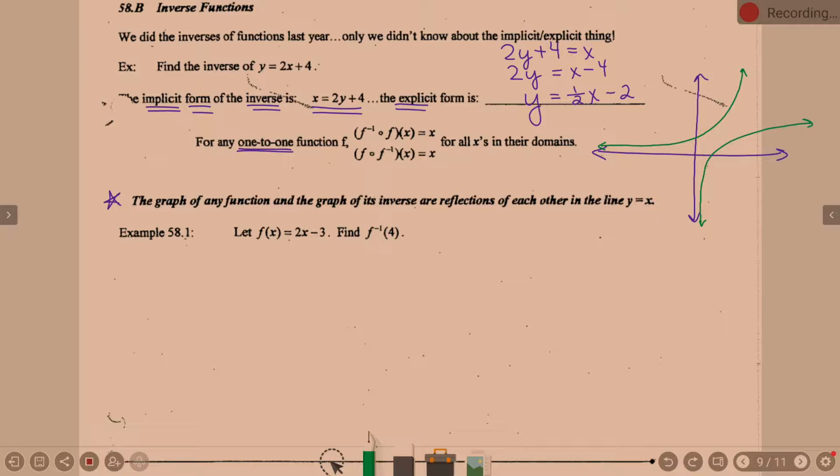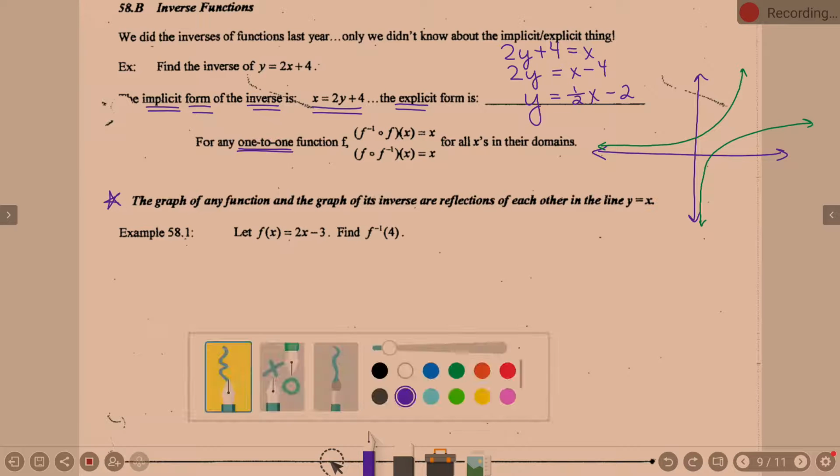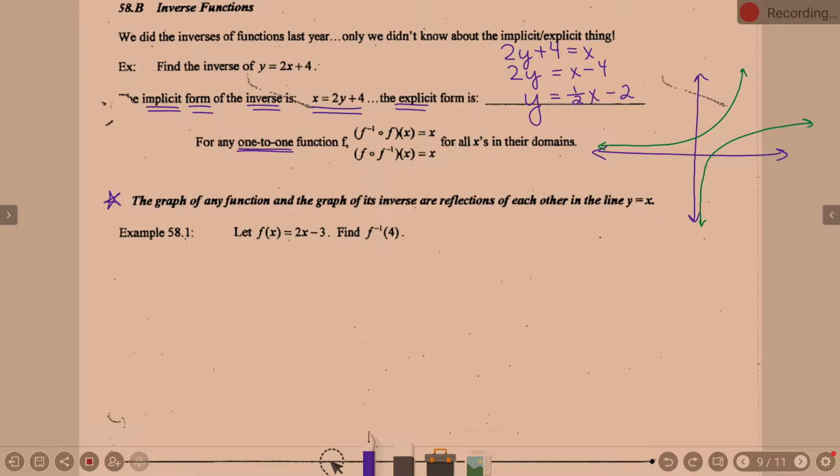Well, if these are truly inverses, what you will notice about the graph is they reflect across the line y equals x. And the line y equals x is that perfect diagonal line that goes through 0, 0, 1, 1, 2, 2. And so that's an example of a function and its inverse being graphed, because you can see there. Okay?